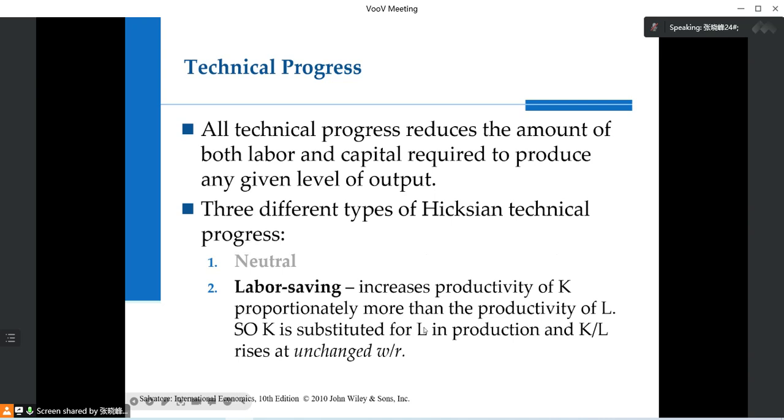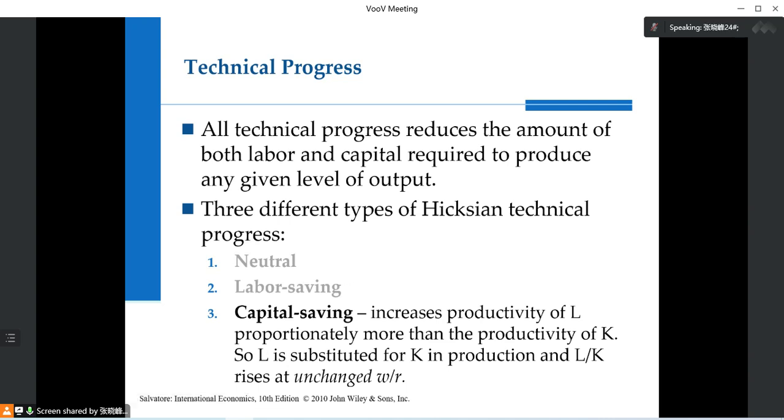The second one is the labor saving. It increases productivity of K proportionately more than the productivity of the labor, L. So the capital is substituted for L in production, and K divided by L rises, with unchanged proportion between W and R. That is the labor saving.